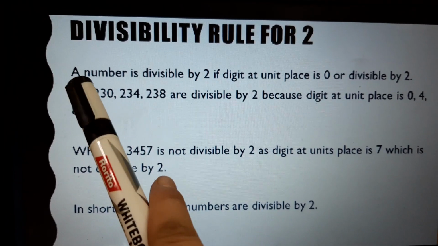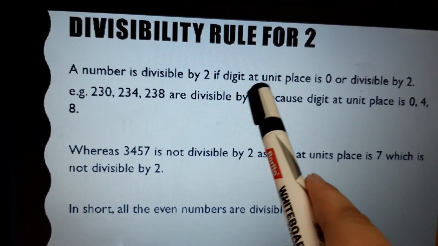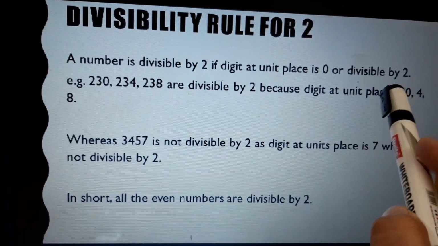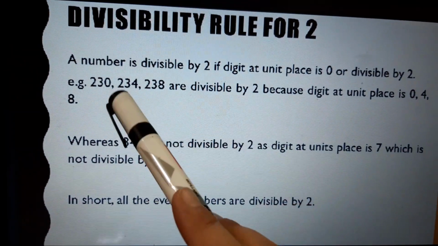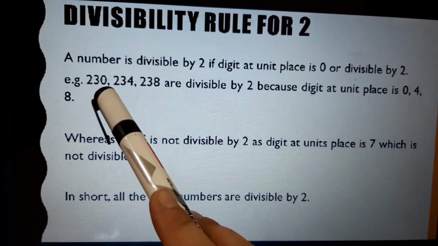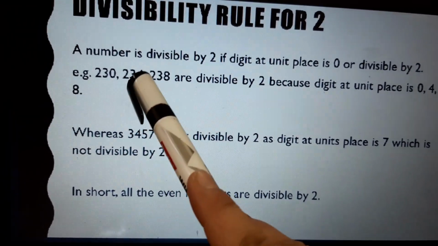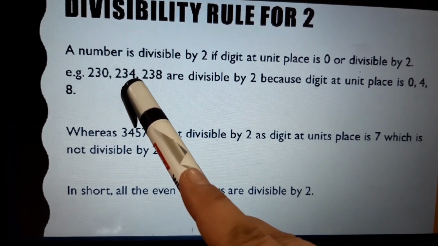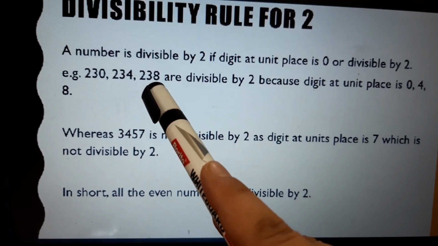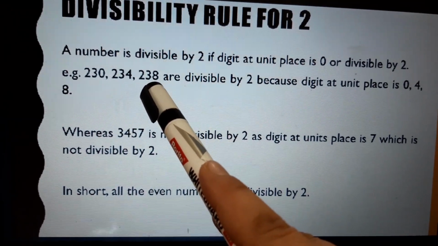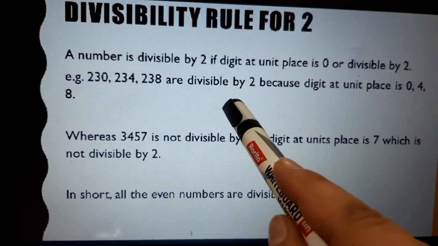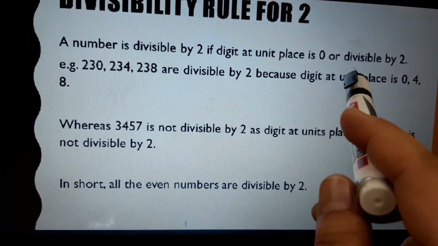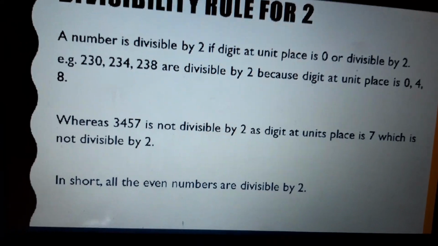Now according to this rule, a number is divisible by 2 if the digit at the units place is 0 or divisible by 2. For example, if I take the number 230, see in its units place I am having a 0. Number 234, at the unit place the number is 4 which is divisible by 2. 238, the number at unit place is 8 which is again divisible by 2. It means all of these numbers are divisible by 2 because the digit at unit place is either 0 or divisible by 2.